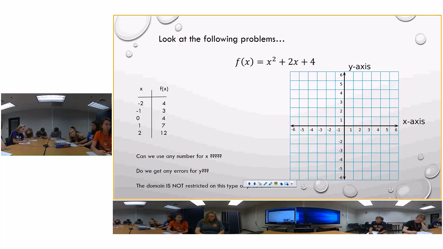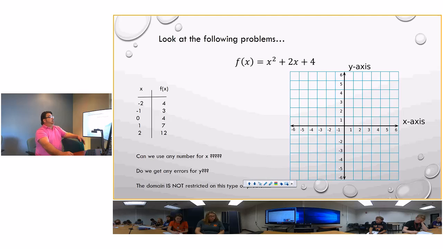Now, what numbers can we use for X? We can use any number we want to. Why? Because it's not a fraction or a radical. Can I plug in 0? Yes. Can I plug in -2? Yes. Can I plug in -1/4? Yes. You can plug in any number you want to. So the domain of this function is all real numbers. The domain of most of your functions will be all real numbers, except when the directions or the teacher prohibits it, or the function prohibits it in terms of a radical or a fraction. Other than that, it's going to be all real numbers.